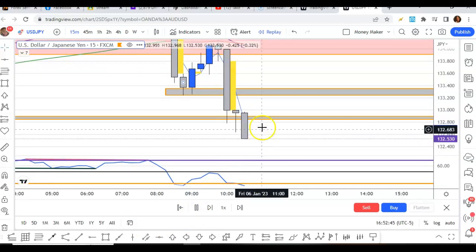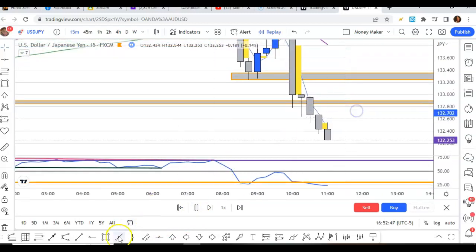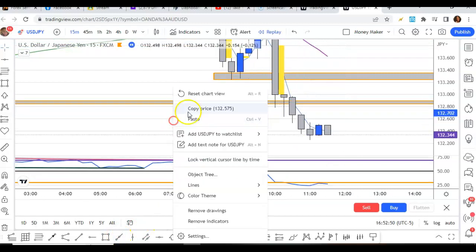So it depends on price action and what the market is showing you, but trading breakouts is pretty simple.